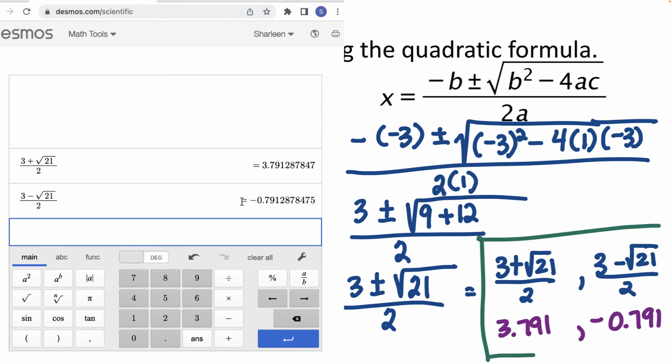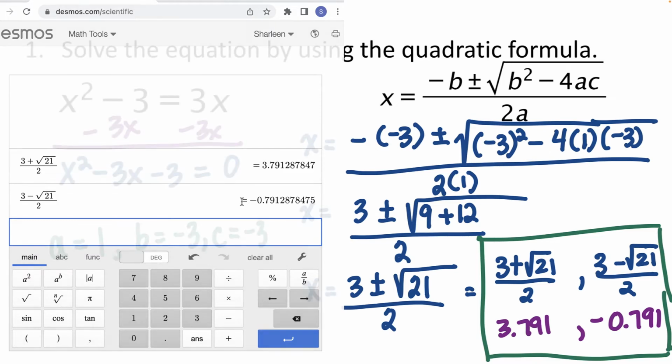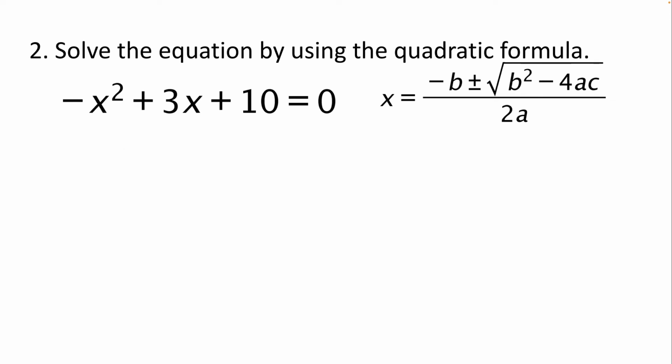So depending on how you're asked to write your answer, you could either write your answer in approximate form or exact form. Now let's take a look at our second example. Let's solve the equation negative x squared plus 3x plus 10 equal to 0 using the quadratic formula. This quadratic equation is already in standard form. We can tell that by seeing that the equation is set equal to 0.